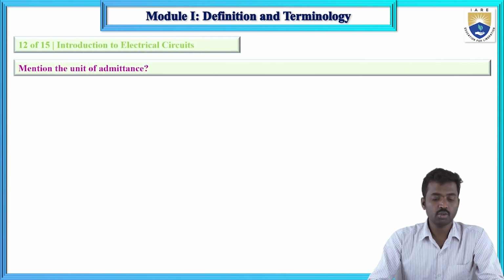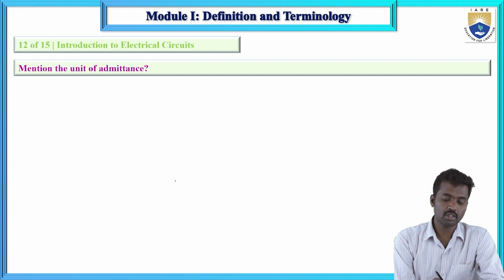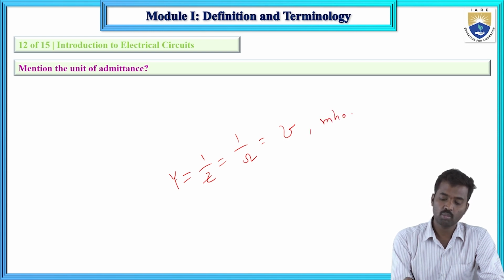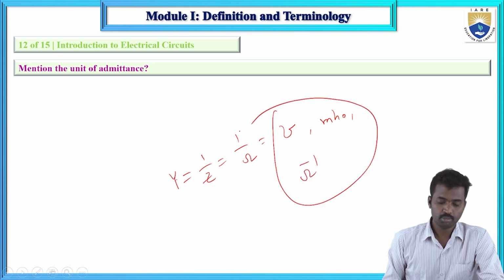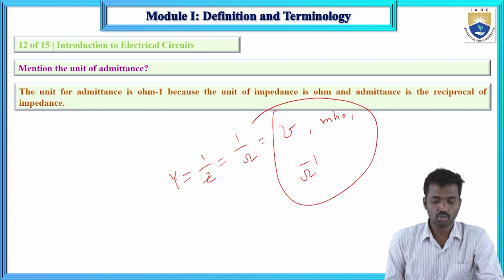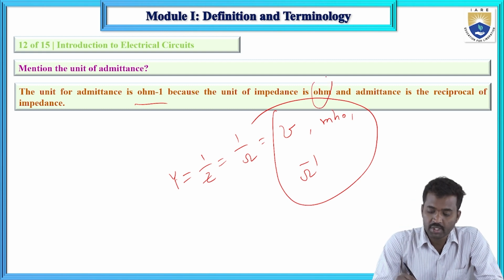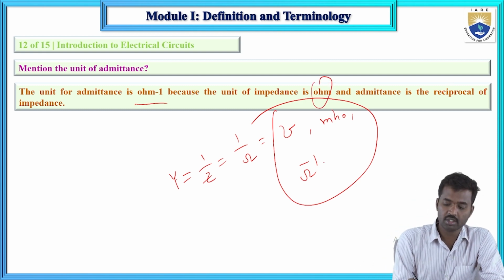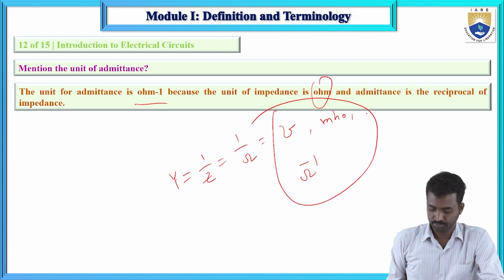Next, mention the unit of admittance. Admittance is represented with Y, and it is the reciprocal of impedance. Impedance units are ohms, and so admittance units are mhos, or mho, or ohm inverse. So these three are the units of admittance. The unit of impedance is ohm, and admittance is its reciprocal, so ohm inverse or mho.